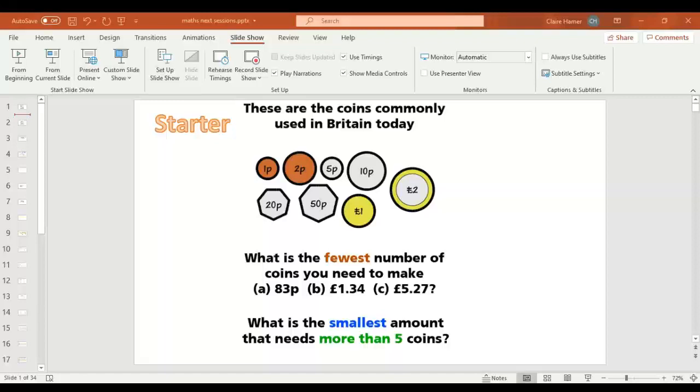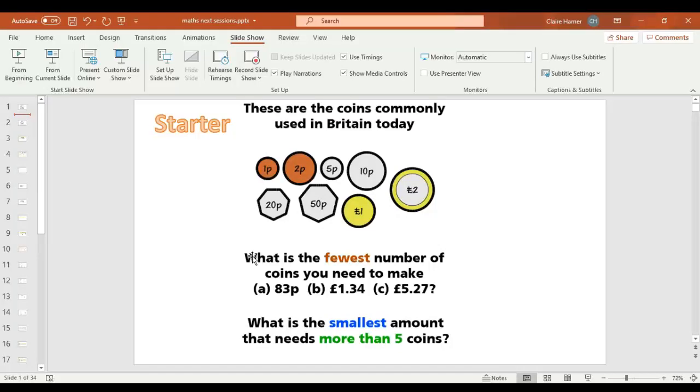So you can see on screen the starter task. Today's starter is all about money. It says these are the coins commonly used in Britain today. So you've got 3 tasks in the first section. What is the fewest number of coins you need to make 83p, £1.34 and £5.27? Notice the keyword fewest.